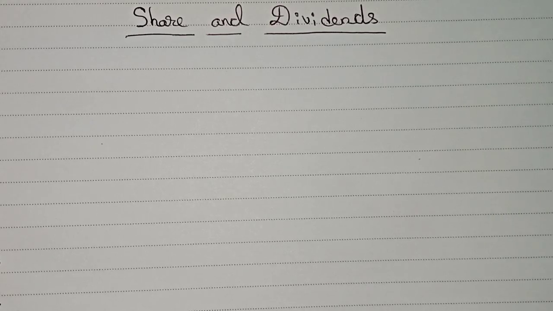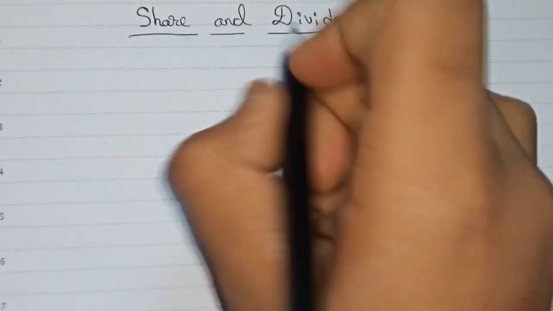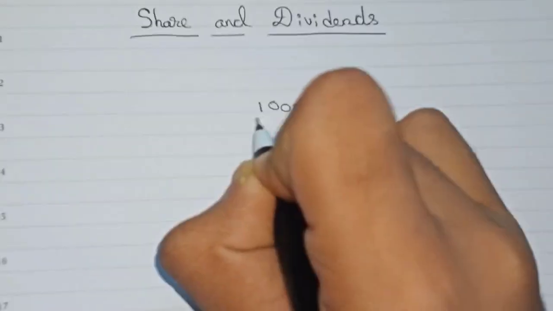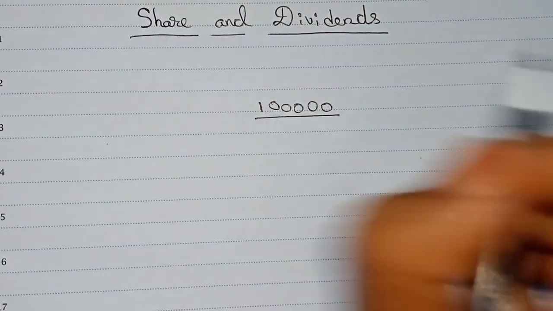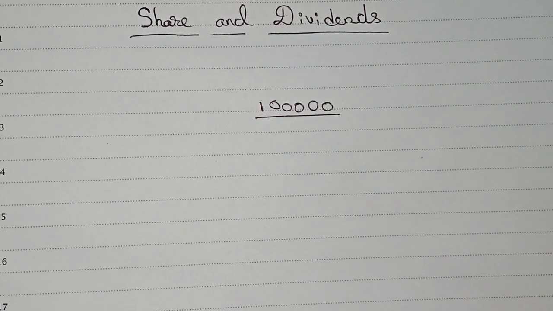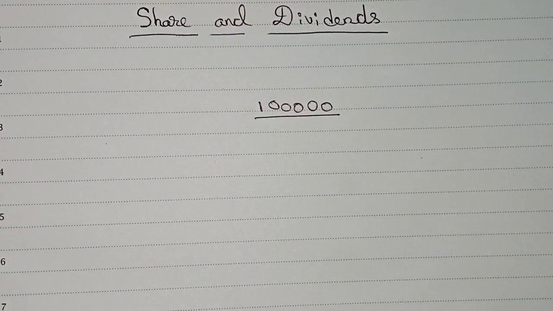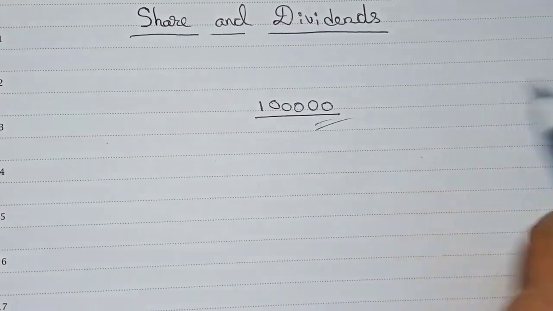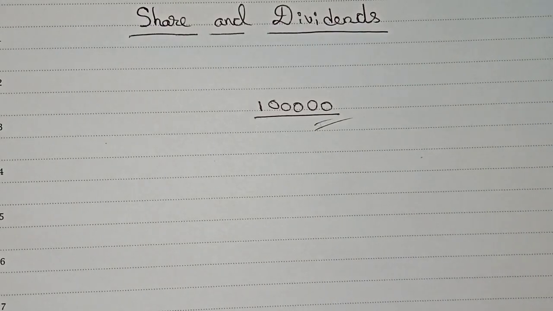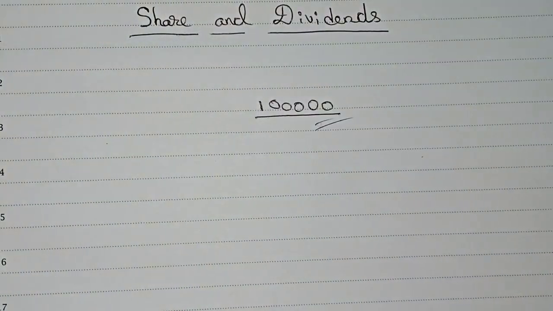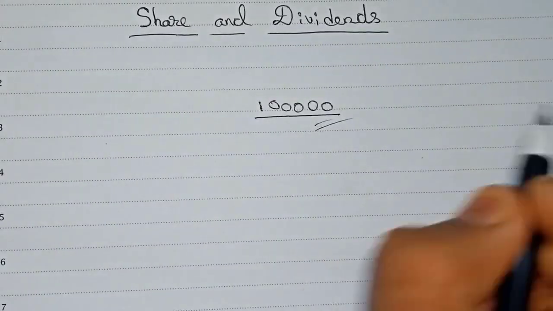Suppose I opened a company that is worth 1 lakh. This is the worth of my company, but I don't have enough amount so that I can open this company. To raise the amount I need, I will divide this 1 lakh rupees into shares, and those shares will be purchased by the common people, and that share amount will be collected here so that I can open the company.